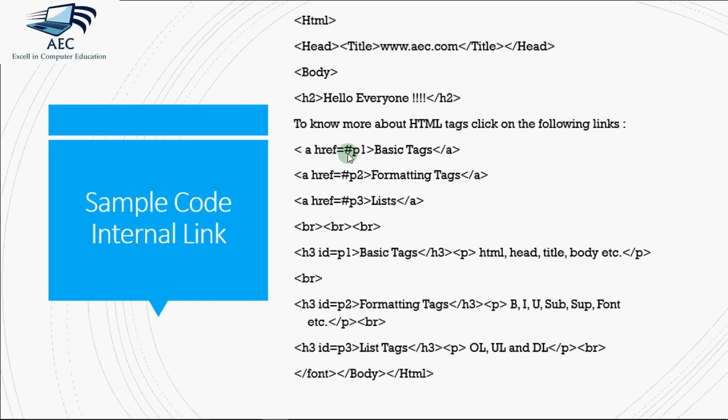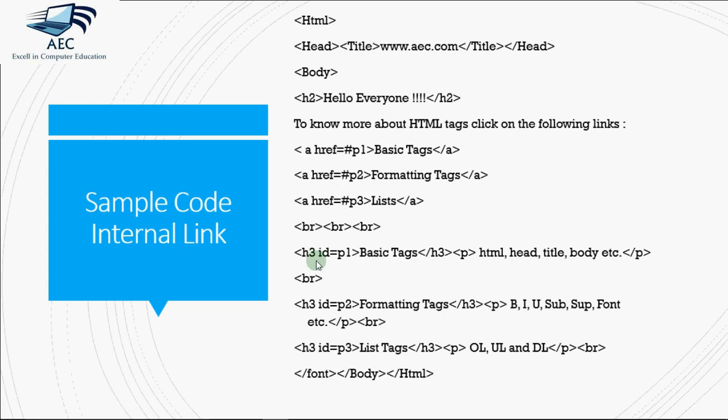So href is equal to hash p1. href is equal to hash p2. So when I click on basic tags, the focus will move to the position which has an ID as p1. If I click on formatting tags, it will move the focus to the position which has p2 as its ID. Similarly for p3. So this is how we create internal hyperlinks.